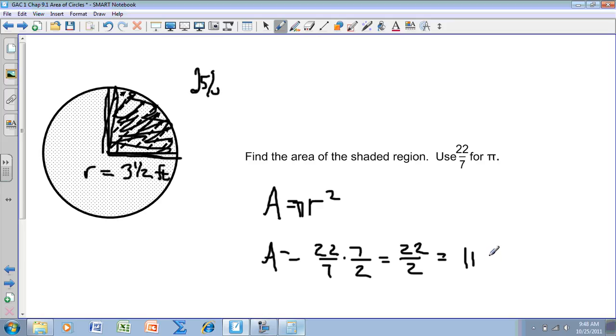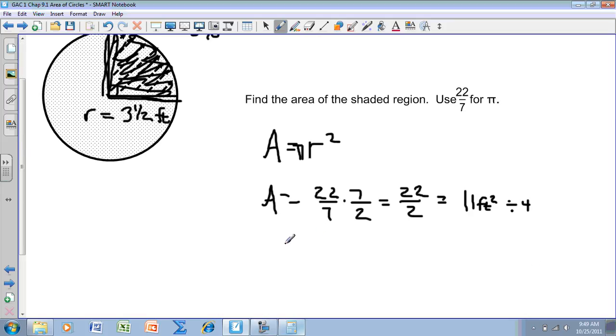Well, what's the area? And this is square feet. Well, then how do we find the area of the shaded region? We divide it by 4. Now, 11 divided by 4 is 11 fourths. That would be an acceptable answer. 11 fourths feet squared. I suppose you could say 2 and 3/4 square feet. I suppose you could say 2.75 square feet. Feet squared, same thing right there. Okay? So all of those would be appropriate answers.